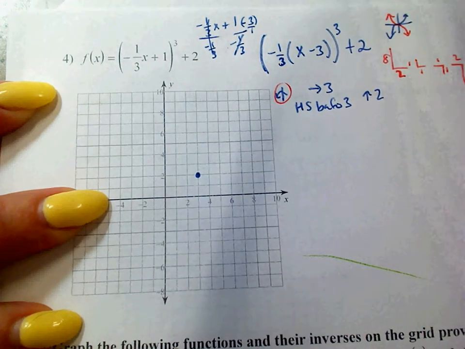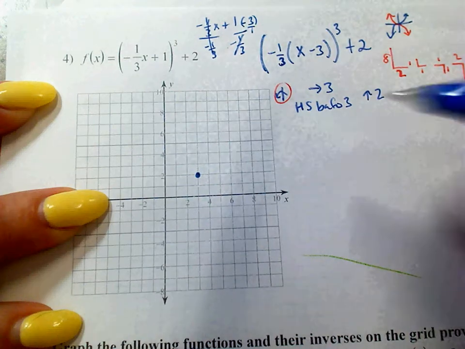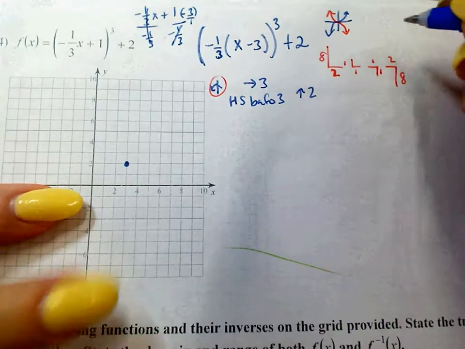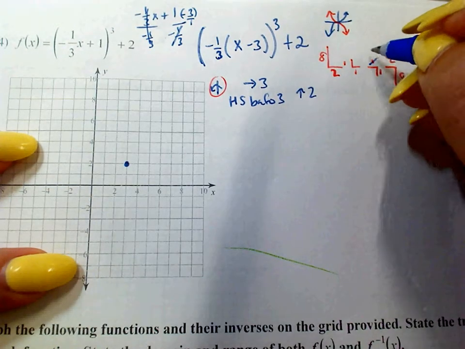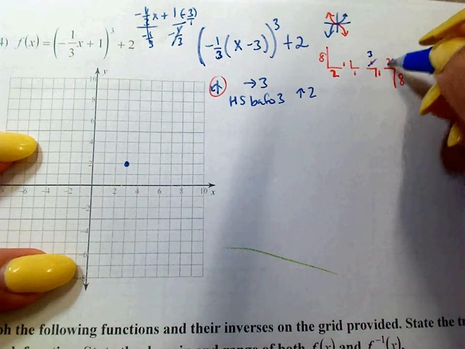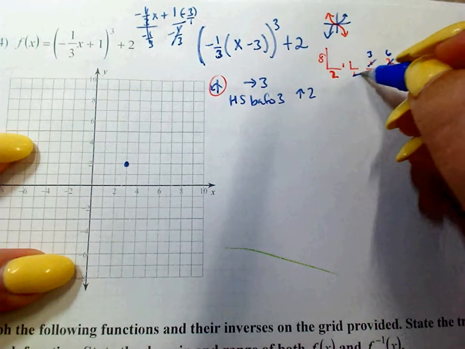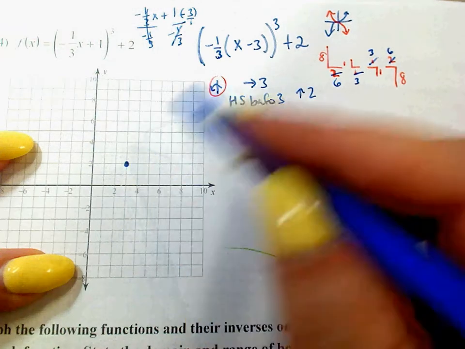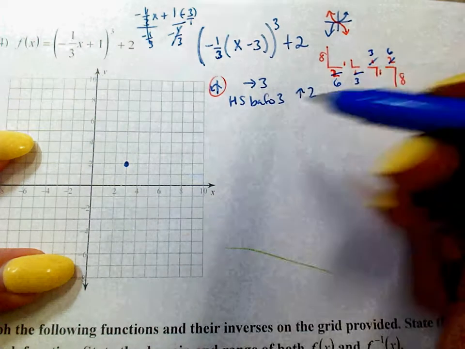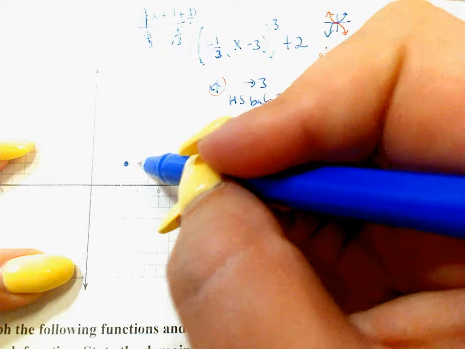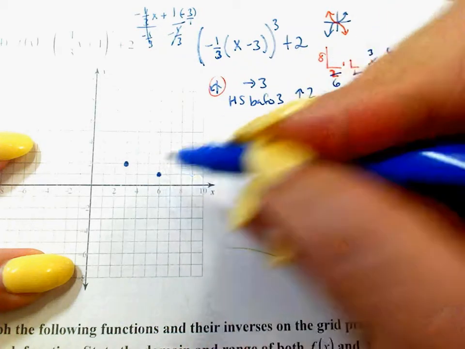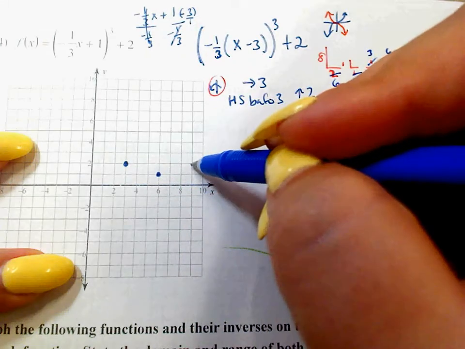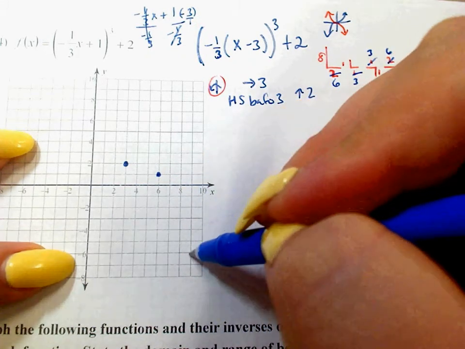Okay? So the horizontal stretch by a factor of 3 means I'm going to multiply the horizontal components by 3. So this is going to be over 3, and this is going to be over 6. So my starting point, my center point, is right 3, up 2. I'm going to go to the right 3 and down 1. So 1, 2, 3, and down 1. And then I'm going to go to the right 6 and down 8. So right 6 from 3 is 9, and down 8 from 2 is negative 6.